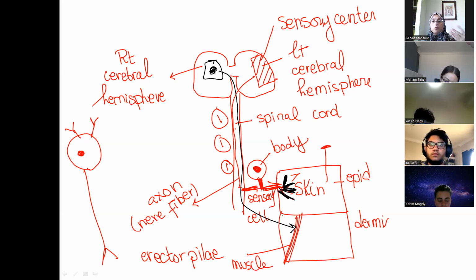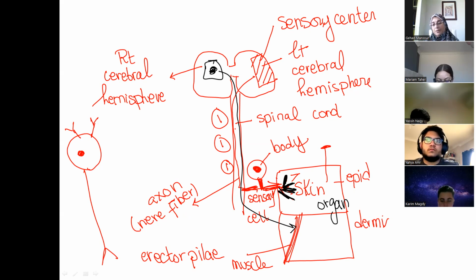And now we know what a sensory nerve ending is. And we know that the sensory nerve ending starts in the organ. Yani the skin is an organ and the sensory nerve ending starts in the organ and carries the sensation upward towards the brain or towards higher areas of the spinal cord. طيب, what is a receptor?